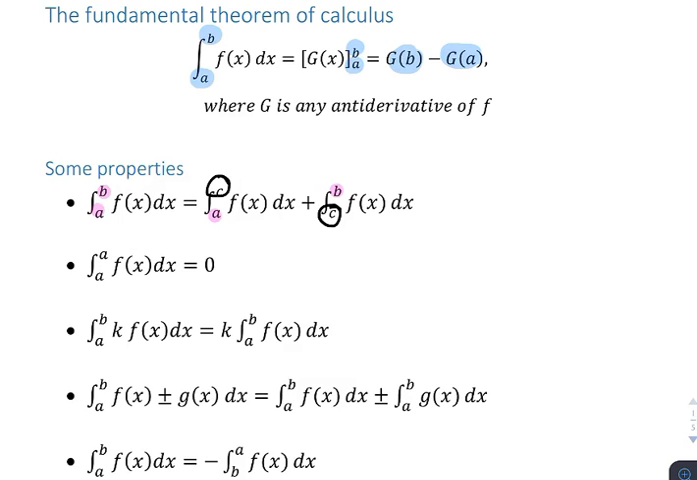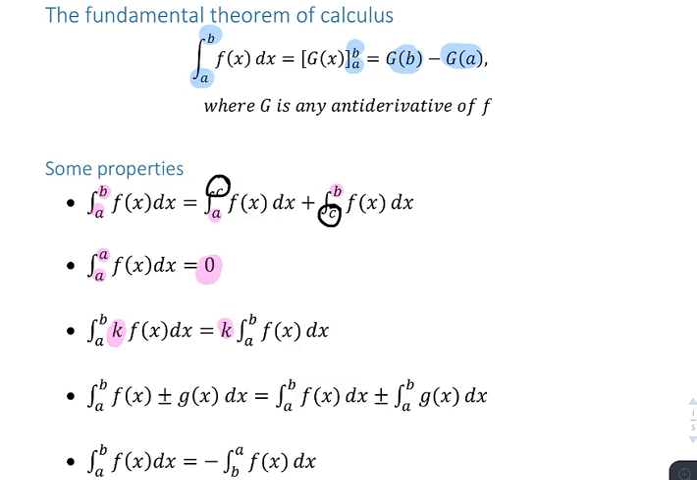Another property we've got is that if your two limits, your two intervals are exactly the same, so a and a, then it's stated that there is actually no area underneath that graph. So the integral between a and a is equal to 0.